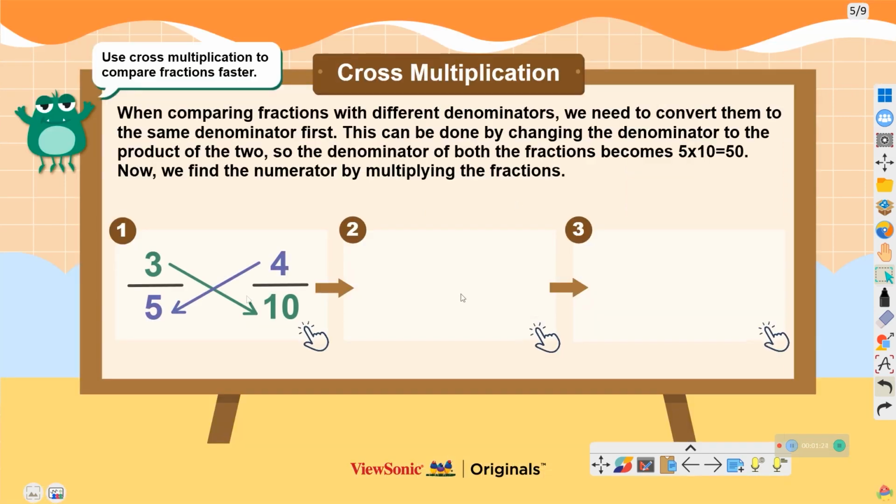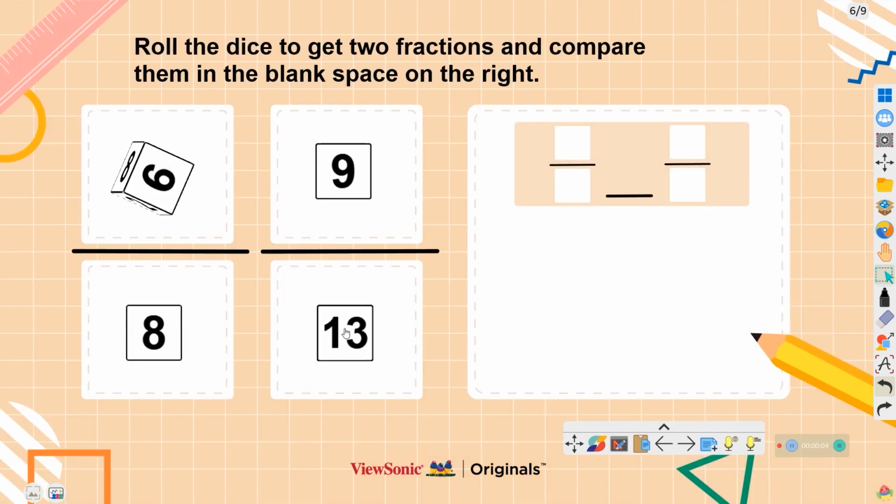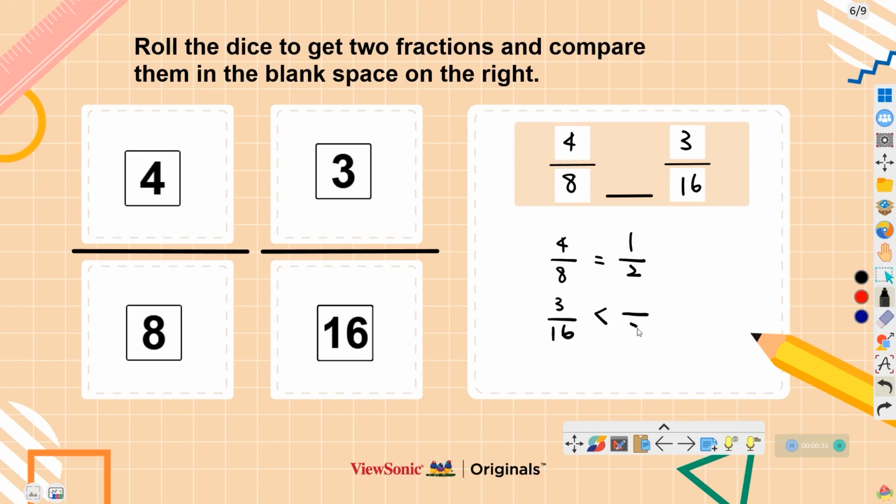Now, let's learn how to compare fractions using cross multiplication. Roll a dice to get two fractions and compare them in the blank space on the right.